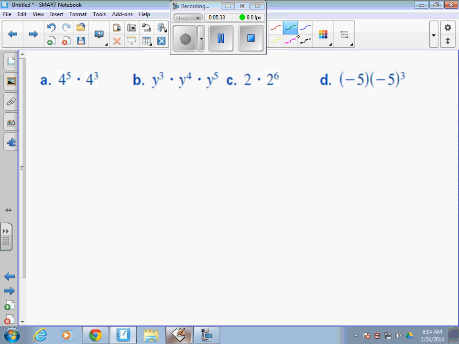Copy these 4 down and work these 4. I'll go over them in just a minute. You do not have to evaluate the power at the end. Just leave it in exponential form.